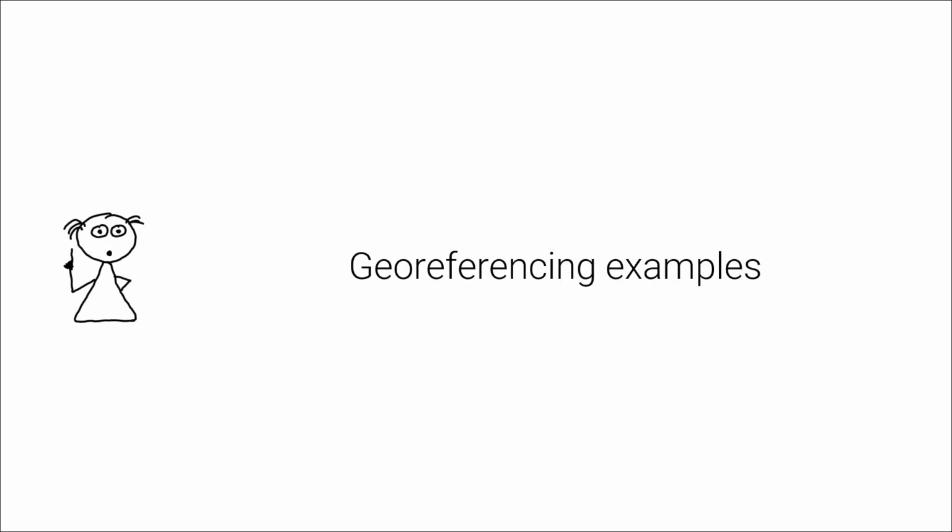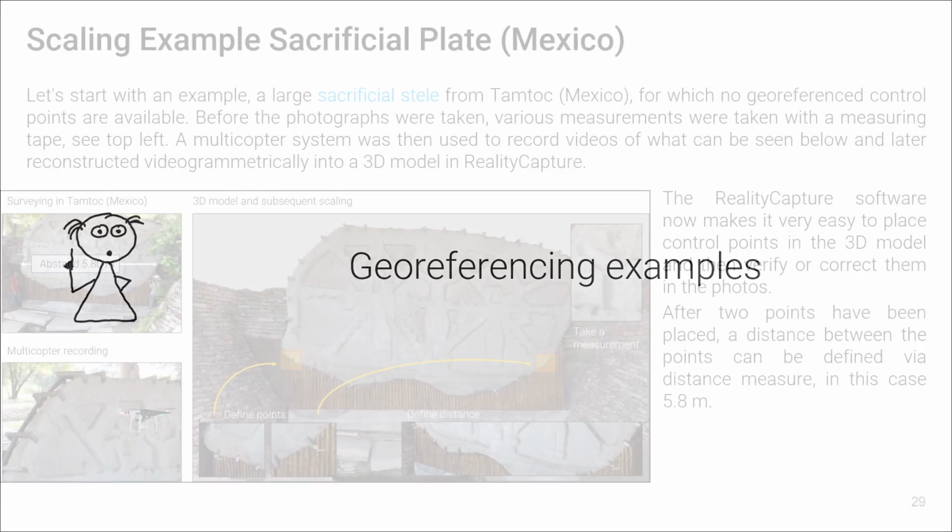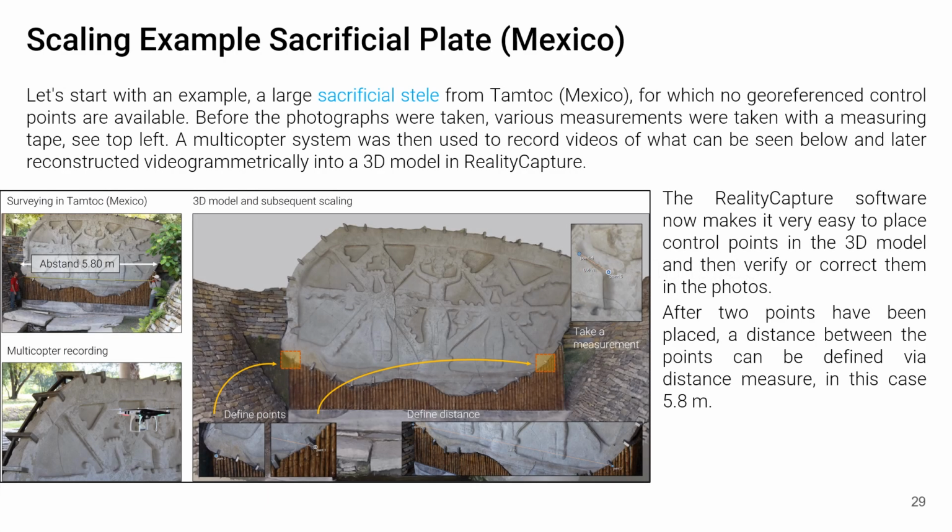Let's now take a look at a few examples of georeferencing. Let's start with an example, a large sacrificial stele from Tamtoc in Mexico, for which no georeference control points are available. The location is not decisive here either, but the scaling of the find for further investigations is. Before the photographs were taken, various measurements were taken with a measuring tape, see top left. A multicopter system was then used to record videos of what can be seen below and later reconstructed videogrammetrically into a 3D model in reality capture. The results can be seen on the right.